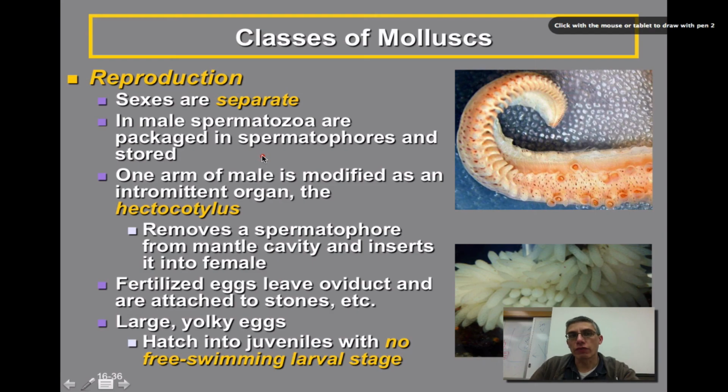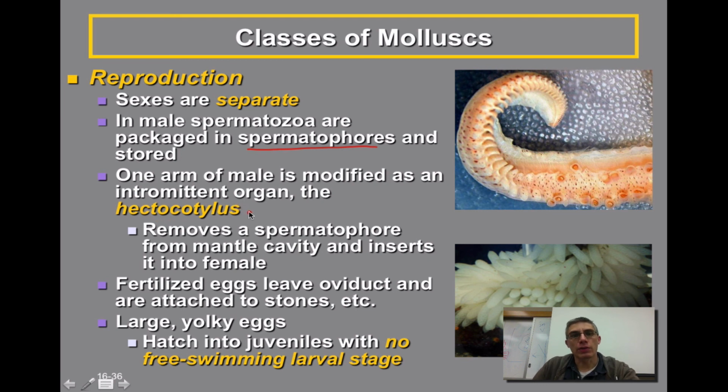So when you look at cephalopod reproduction, you're going to notice that the sexes are separate in this group of mollusks. In males, the spermatozoa are going to be packaged in structures called spermatophores, and these are going to be stored by the animal. Now, the male cephalopod, in most cases, is going to have what we call an intromittent organ. Now, when you use the word intromittent, you're talking about an organ that's going to be used to place something into something else. And this is called a hectocotylus.